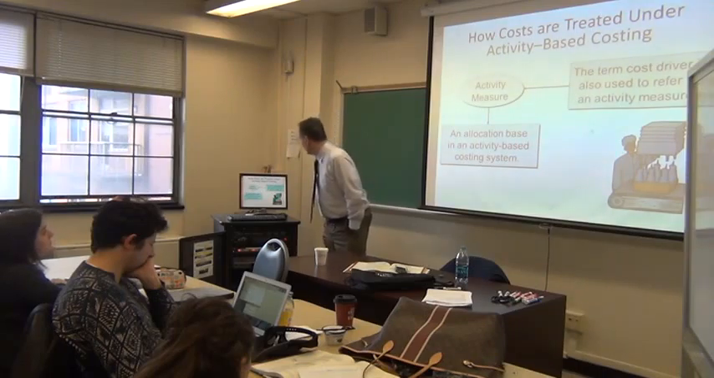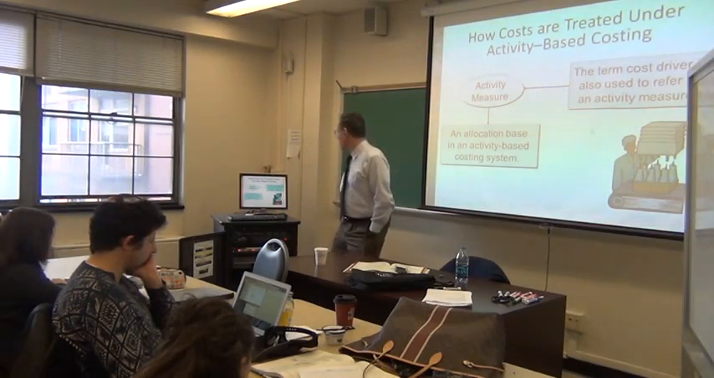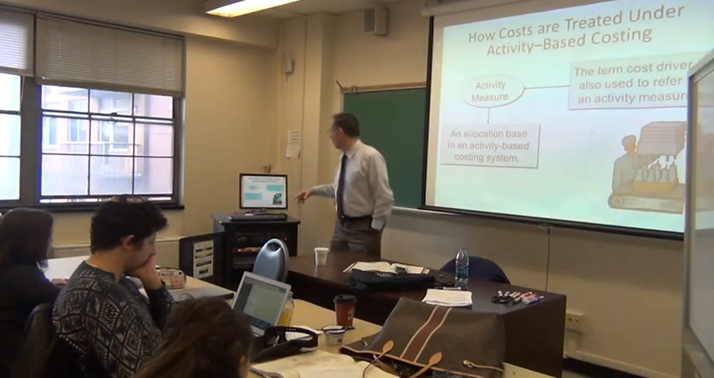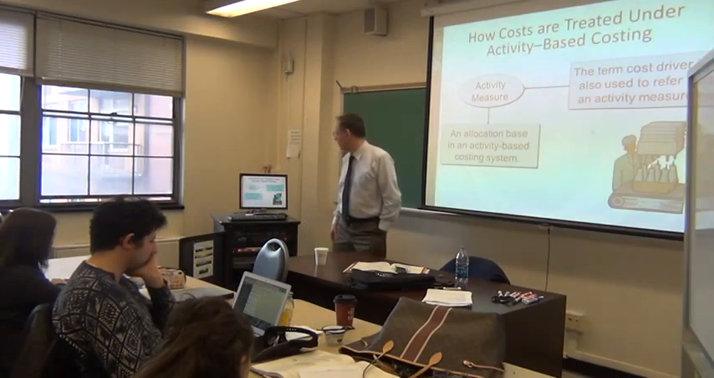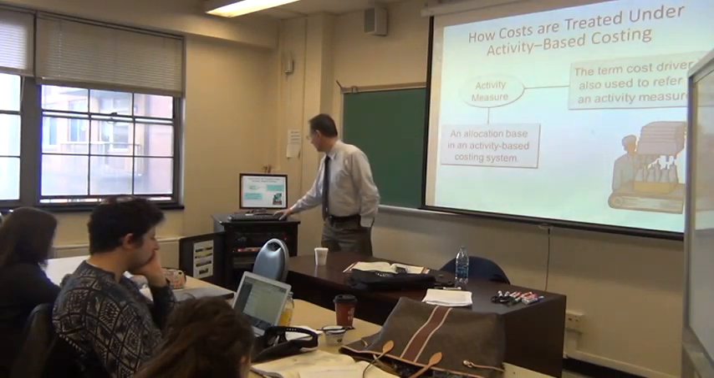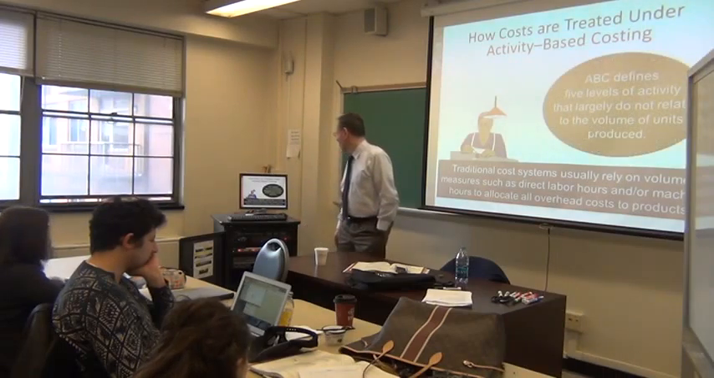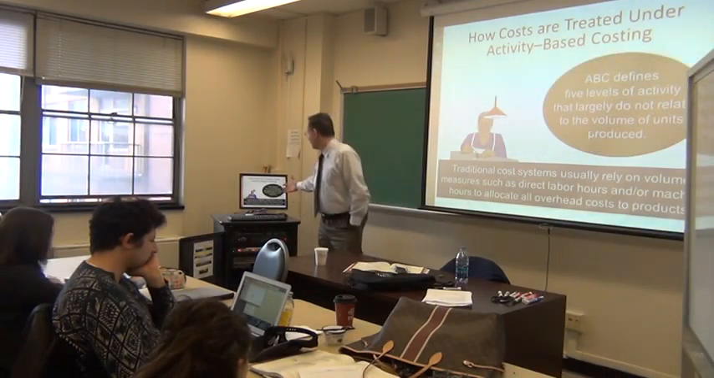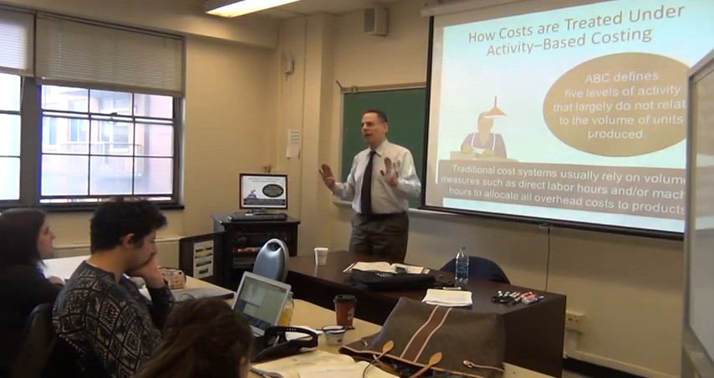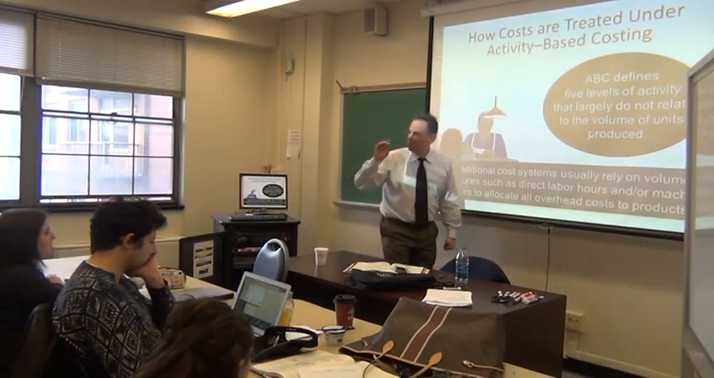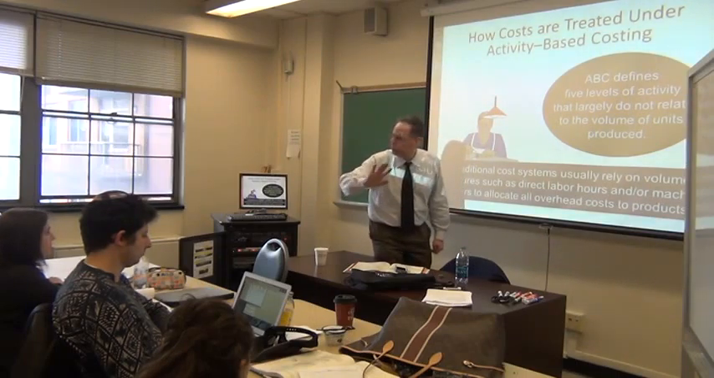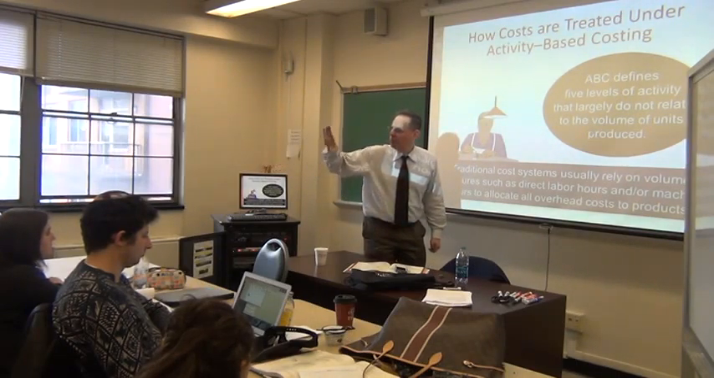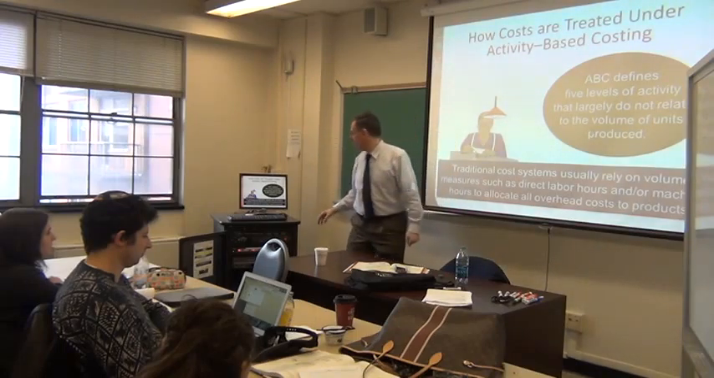How are costs treated under ABC? The term cost driver, which I often use, refers to an activity measure. Some people say an allocation base in an ABC system. ABC defines 5 separate levels of activity that are not due to volume. That in itself is the critical thing. We're moving away from one single measure, labor hours or machine hours, as the sole way we're allocating overhead. ABC moves away from that completely. It's got 4 or 5 different measures that it's going to use.